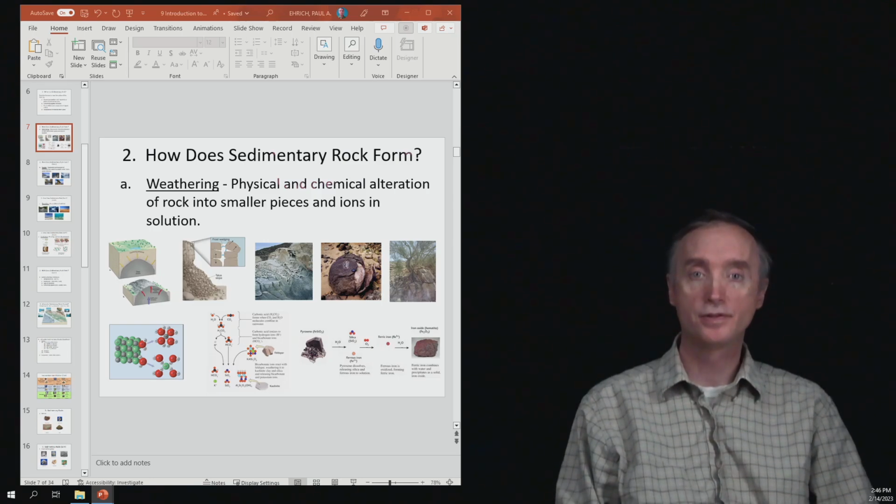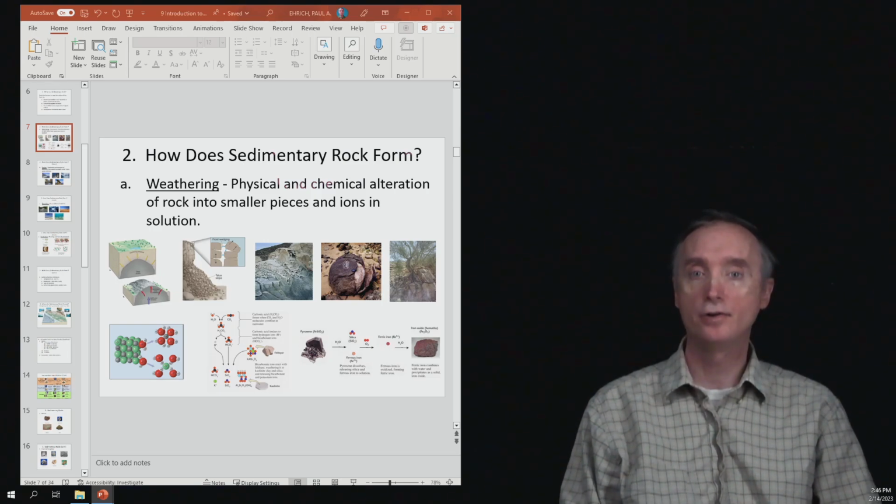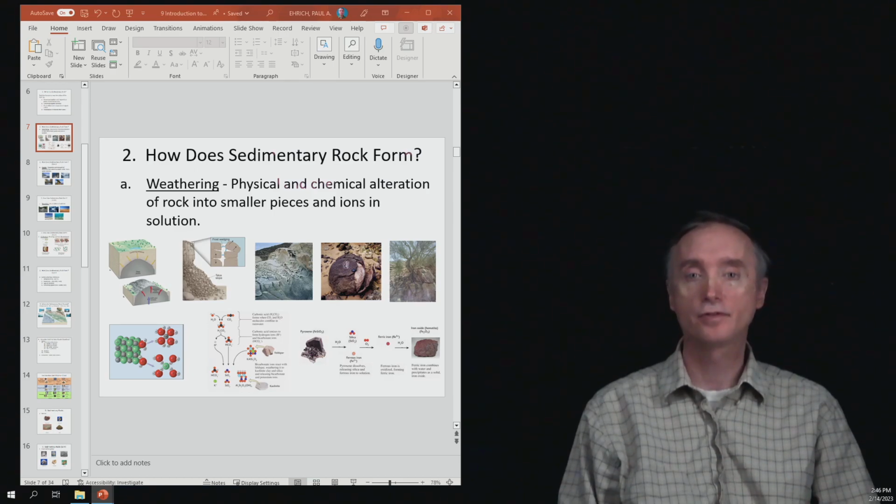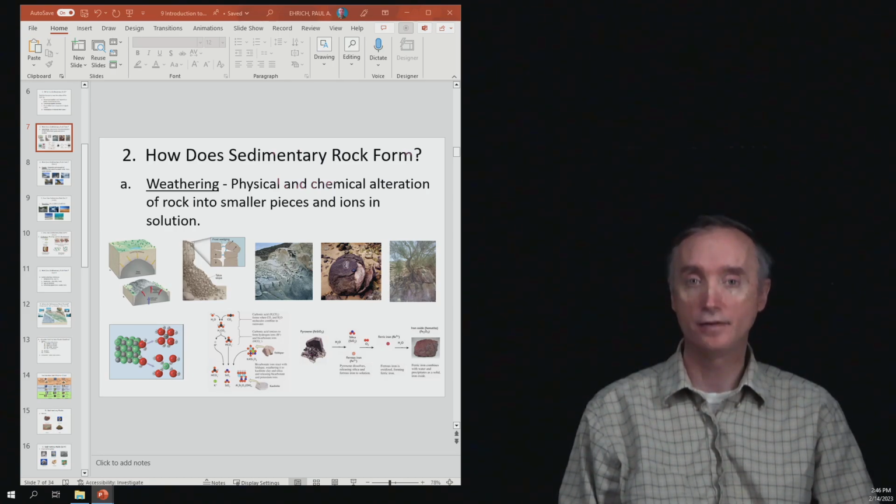Okay, I'm back, and so now we want to talk about how sedimentary rocks actually form. The first step is that pre-existing rocks have to be weathered. We found in our last lesson on weathering that there were two kinds of weathering: physical weathering and chemical weathering.